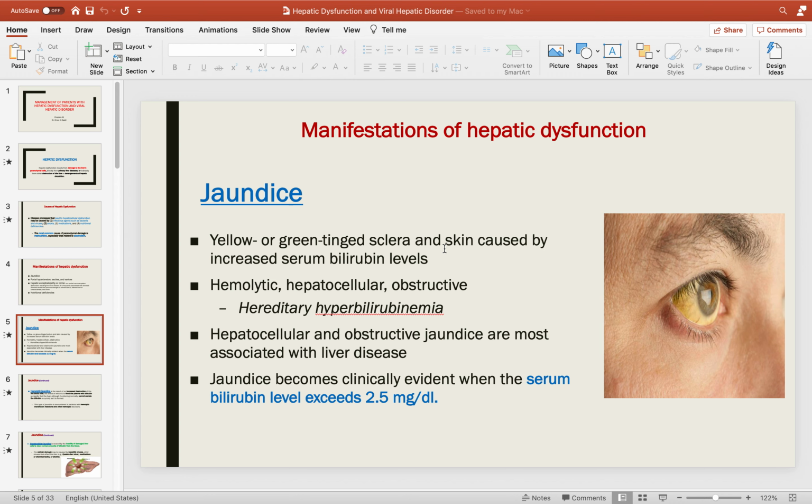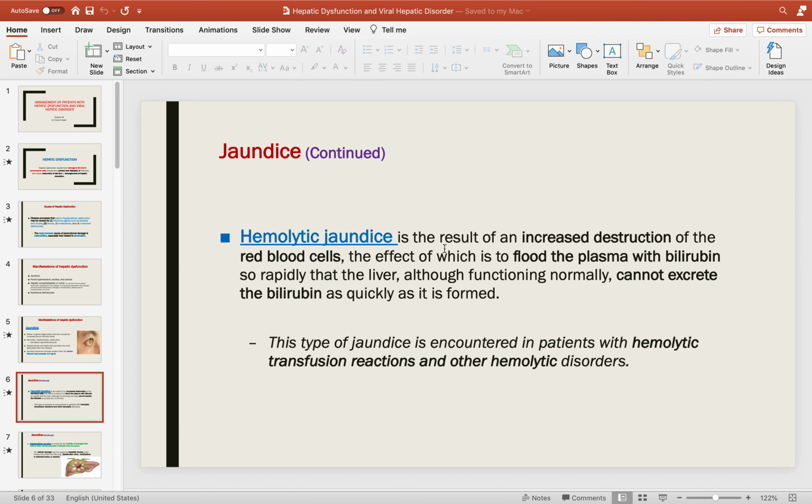For example, jaundice. As you know, jaundice is yellowing of the sclera and skin caused by increased serum bilirubin level. We have different types of jaundice, such as hemolytic, hepatocellular, and obstructive jaundice. Hepatocellular and obstructive jaundice are most associated with liver disease. Jaundice becomes clinically evident when the serum bilirubin level exceeds 2.5 milligrams. I will now explain each type in more detail.